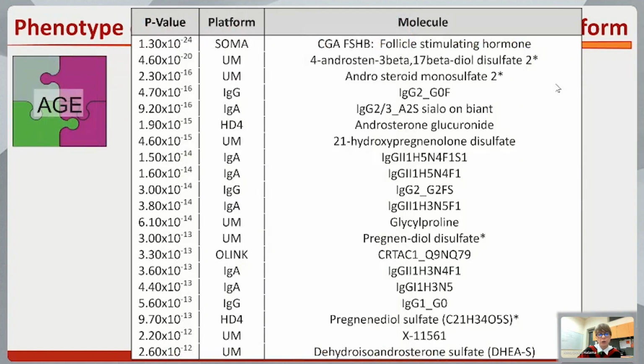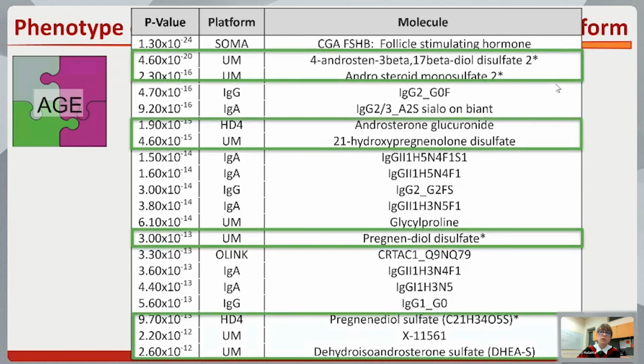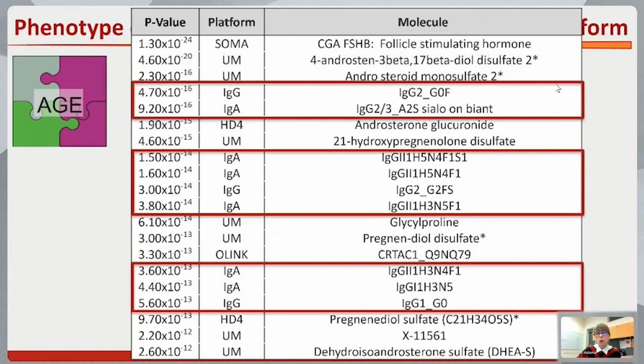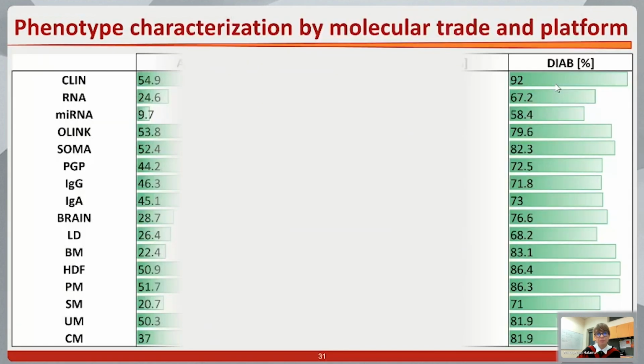I would like to highlight only briefly the associations with age. So this is only the top molecules which are associating with age. The strongest associations are with metabolites related to hormonal regulation, which is a very valid and relevant point, but also glycans, which were proposed before as markers of age.